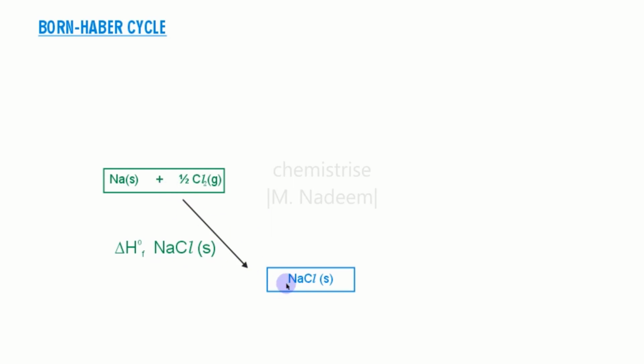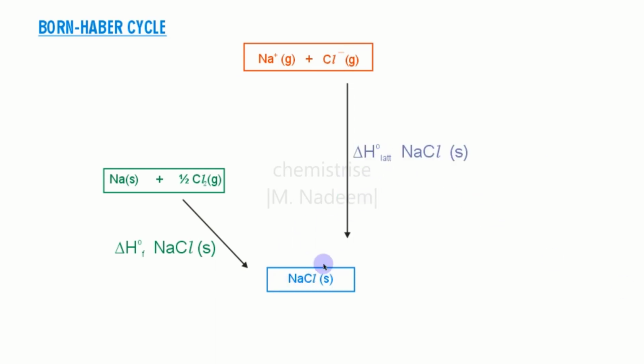This is one pathway. The other pathway is that we can make sodium chloride solid from its gaseous positive and negative ions. This conversion, what is it actually? It is the lattice energy. Lattice energy is the formation of 1 mole of an ionic solid from its gaseous positive and negative ions. So we have these two pathways.